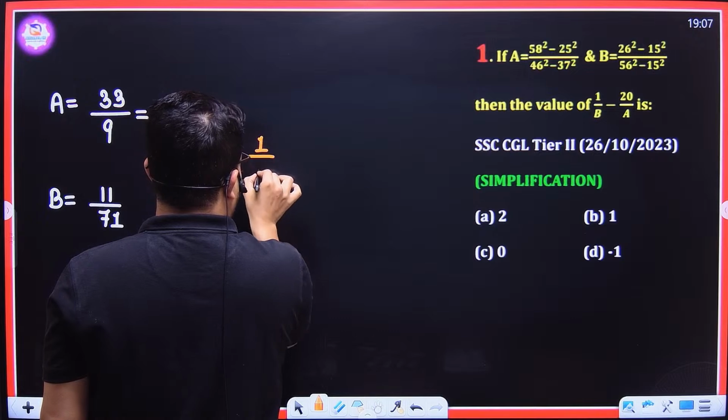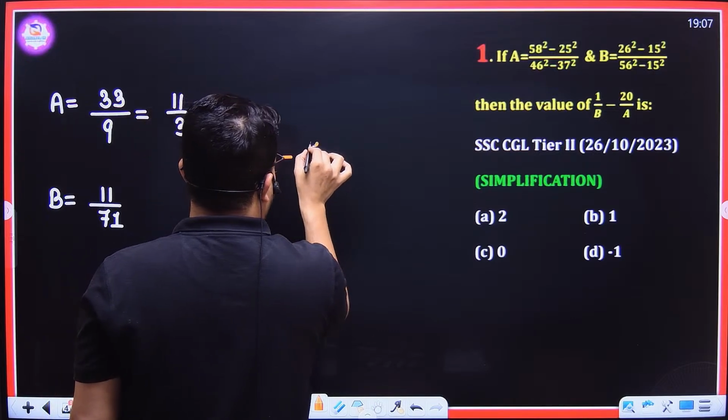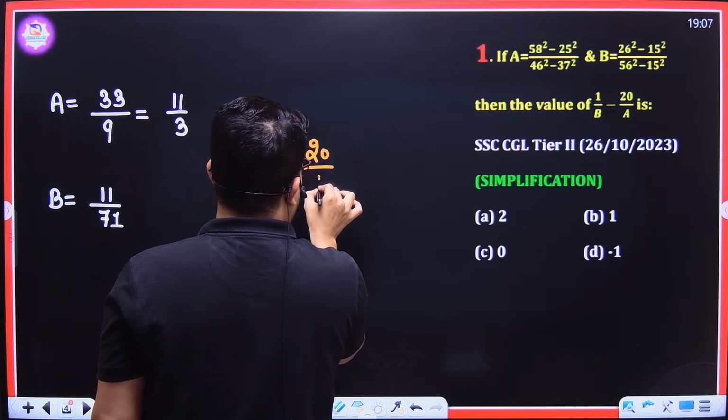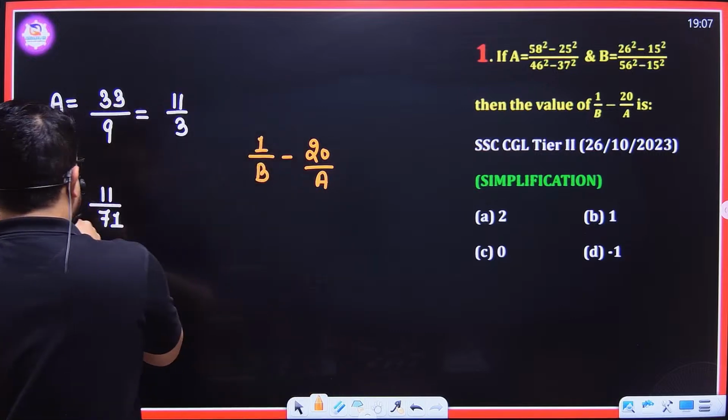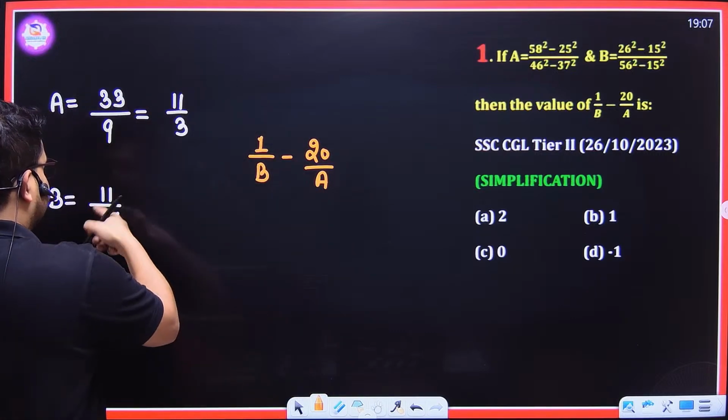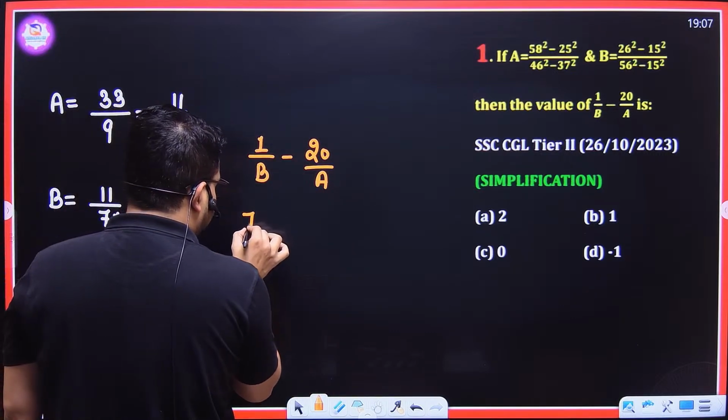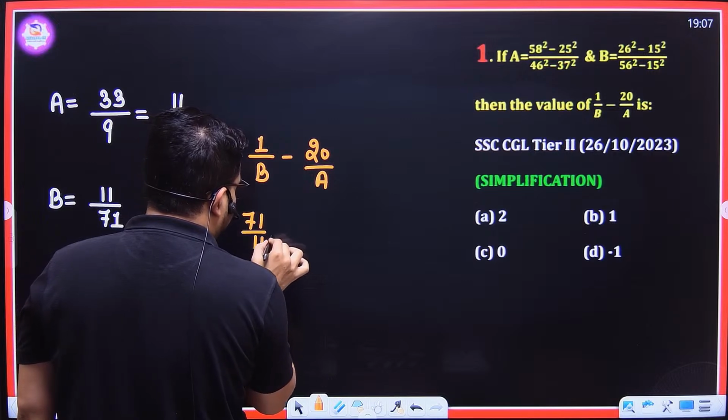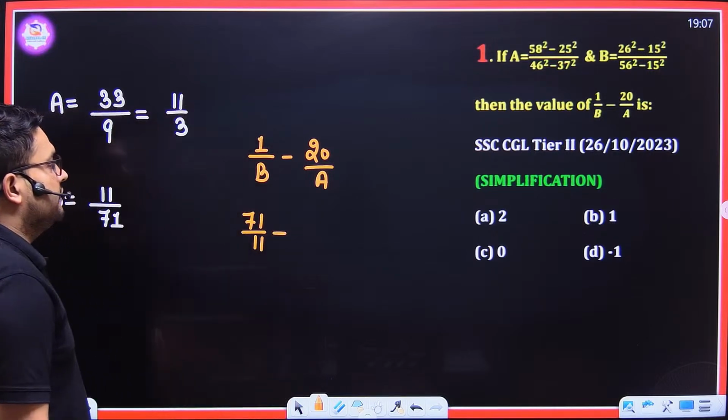I have to calculate 1 upon b minus 20 upon a. See, this one is b. So 1 by b is the reciprocal of this one, that is 71 upon 11. I have 71 upon 11 minus, I have to write 20 upon a.